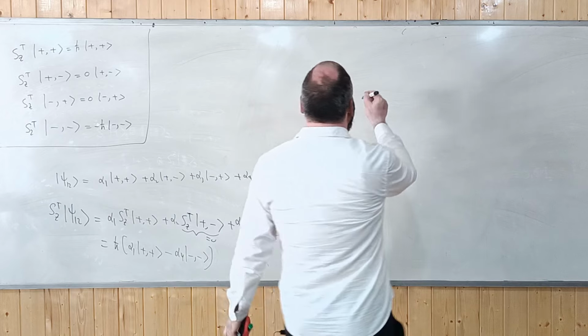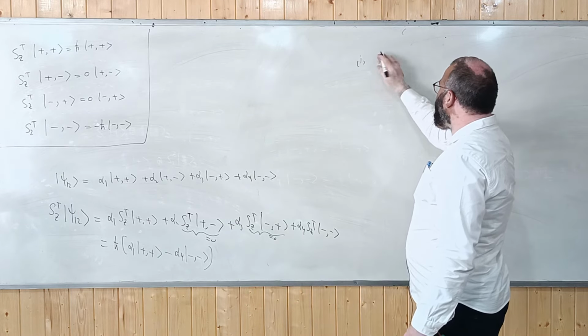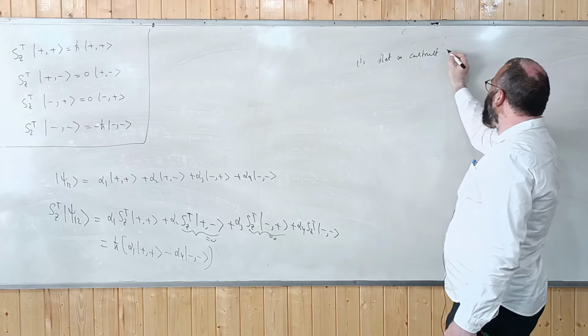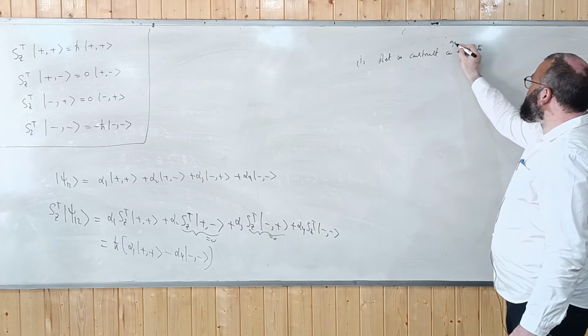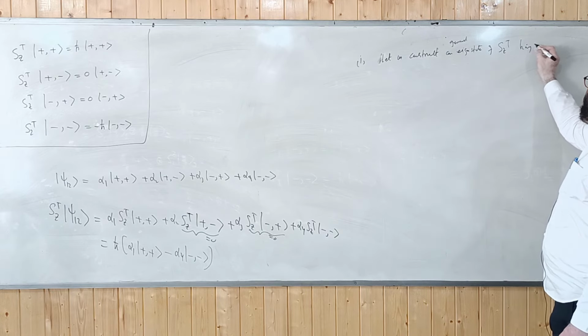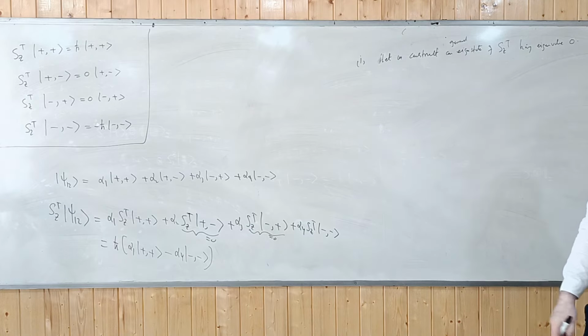So let's try to figure out. Let's take one case. Let's construct a general eigenstate of SZ total having eigenvalue 0. So what I want is the eigenvalue to be 0. Clear? So now what I need?